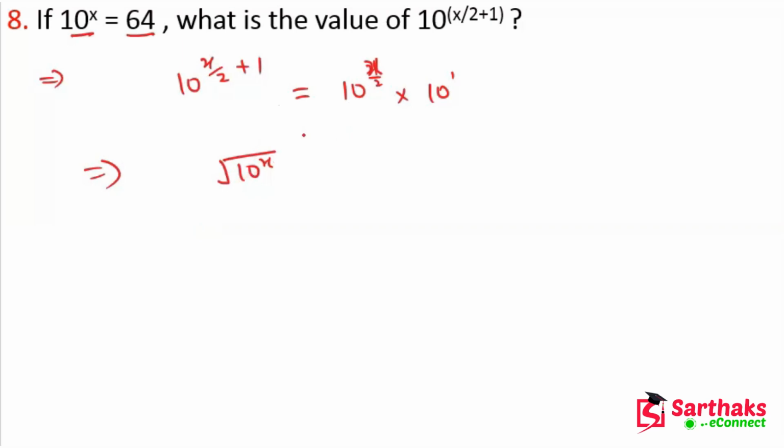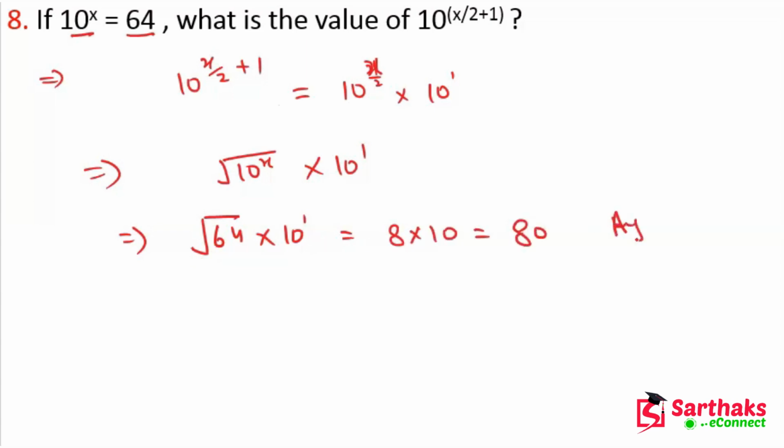So this will become under root of 10^x into 10^1, and we know that 10^x is 64. So we can write under root 64 into 10^1. The under root of 64 is 8, and 8 into 10 is equal to 80. So this is the required answer of this question. Again, this is a very simple question. You just have to understand the concept of the question. So now let's move on.